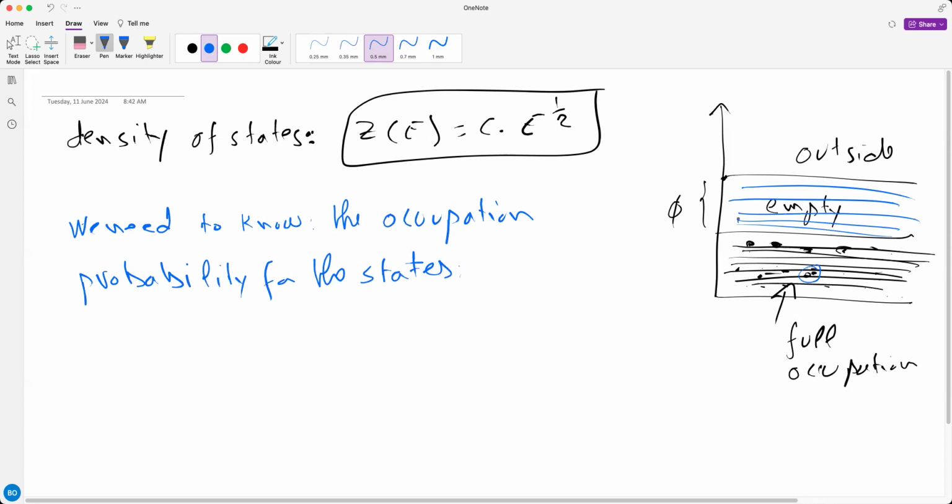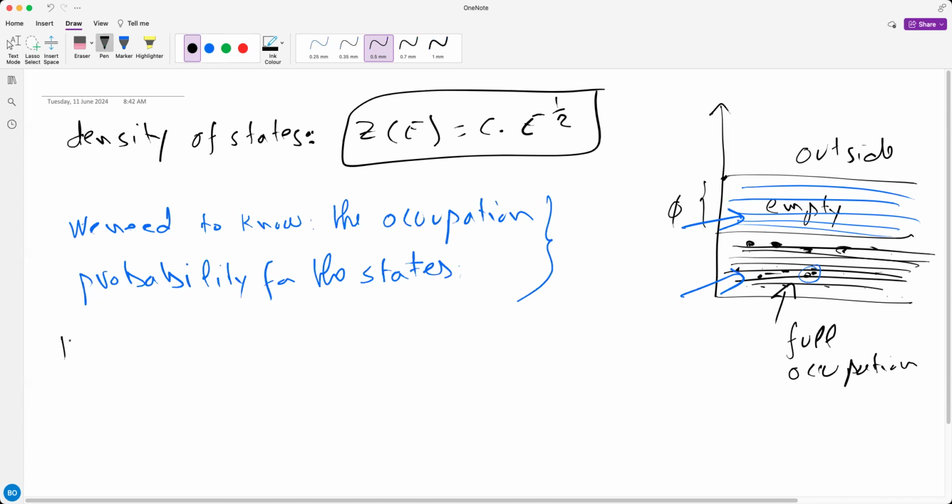For example, this one is empty, so its occupation probability is 0 for the moment, unless you provide an electric field or external potential difference. For this one, the probability is 1 because it is fully packed. So how do we know the occupation probability? Let me talk about the particles.